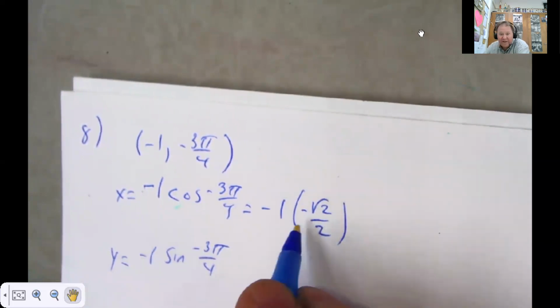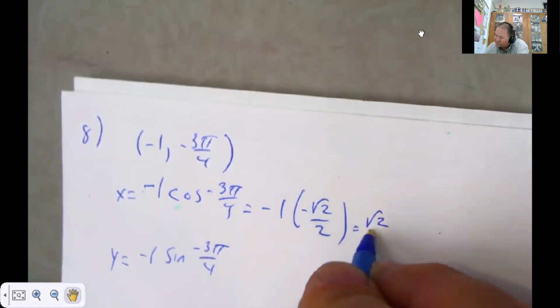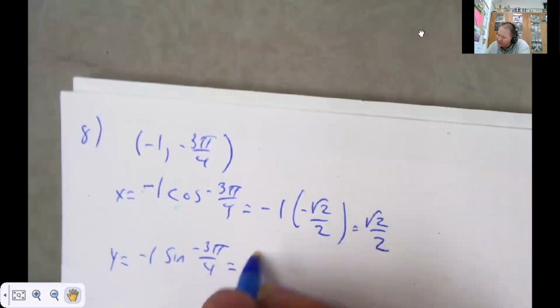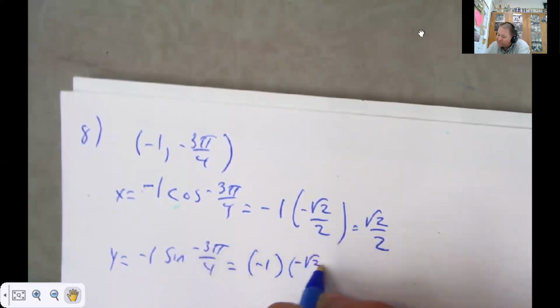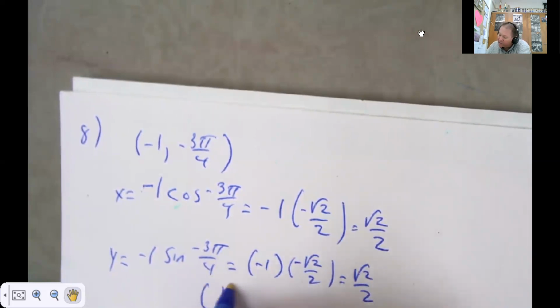And then a negative times a negative is a positive. So it's √2 over 2. And this is -1 times, and again, the sine of a 45-degree reference angle in quadrant 3 is also -√2 over 2. So √2 over 2, and there's that ordered pair: √2 over 2, comma, √2 over 2.